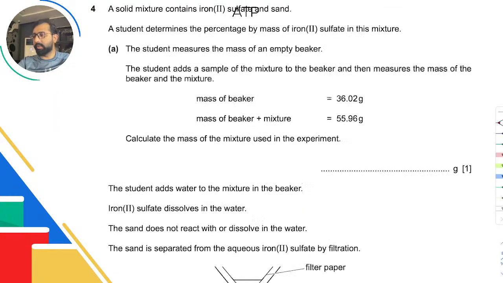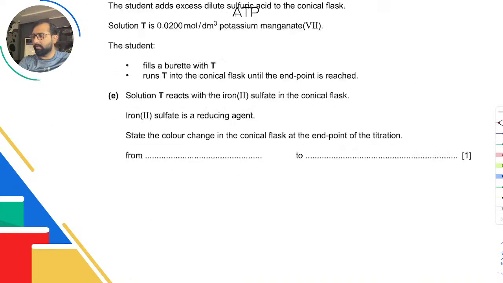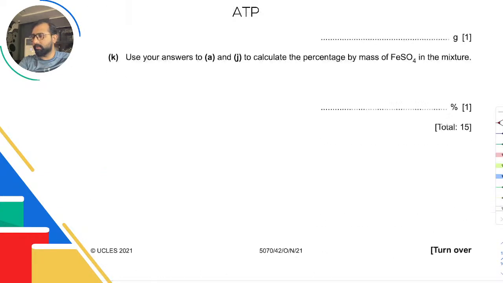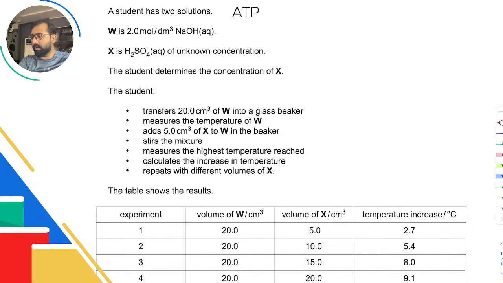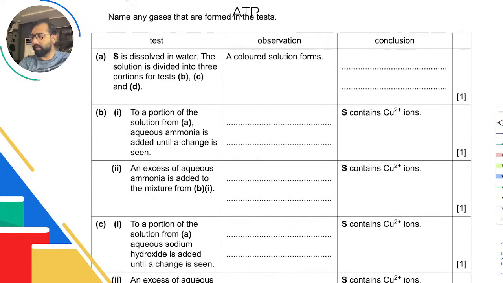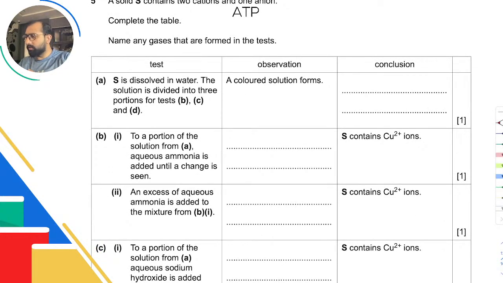And yeah, okay. So we have this question. The previous question was not that difficult. So let's continue with this. Okay, so what's happening here? A solid mixture contains iron 2 sulfate and sand. Let me see how many questions we have. 5, okay, 5 and 6. So I'll quickly go over this one first. It's short, because I have an A-levels class right after this. So yeah, let's see.